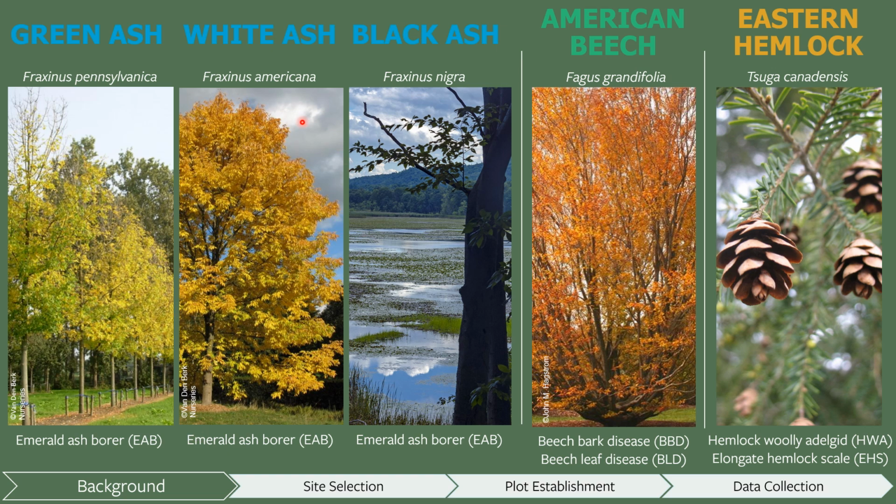In the 3 ashes, there's already been some success with resistance breeding against emerald ash borer, and that's particularly true within green and white ash. With American beech, there had been a lot of progress with resistance breeding against beech bark disease when beech leaf disease came into the picture. So that portion of the project is kind of regrouping now and trying to figure out how to make progress against both pests. Eastern hemlock is where we come in.